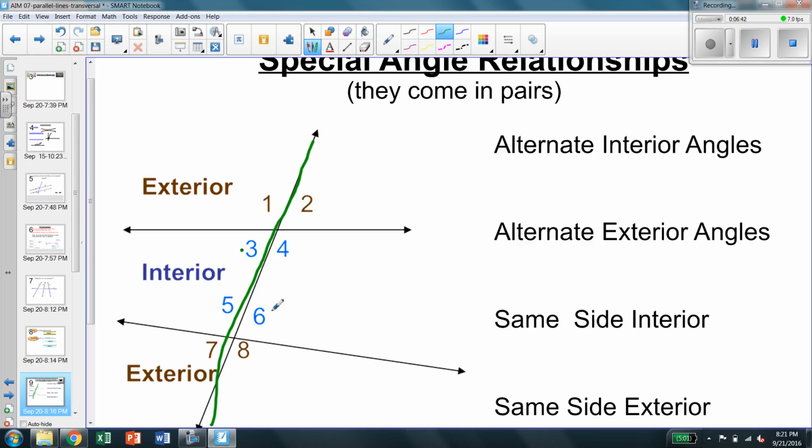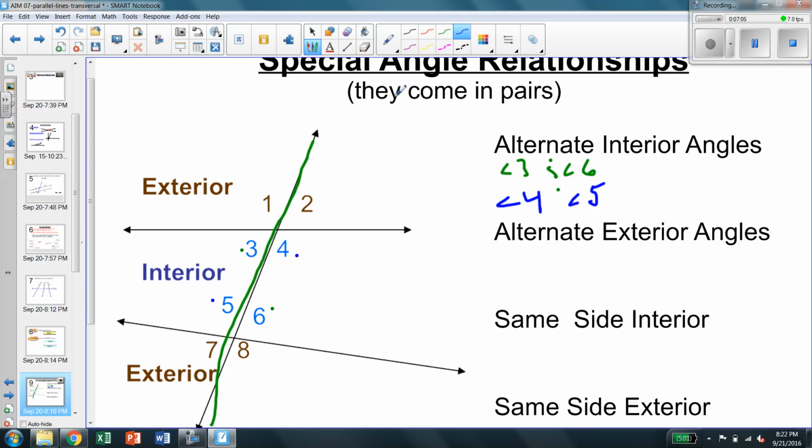Also interior on the other side is 6. So angle 3 and angle 6 are alternate interior. Are those the only ones? No, 4 and 5. So angle 4 and angle 5 are also alternate interior.